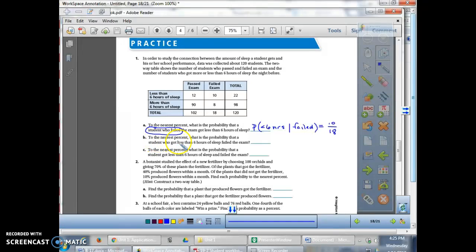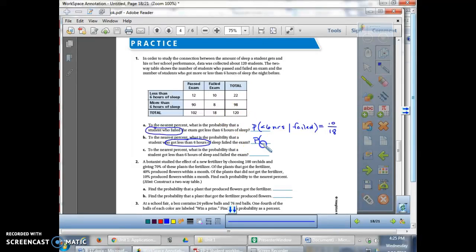The next one says, to the nearest percent, what is the probability that a student who got less than 6 hours of sleep failed the exam? So essentially, you can almost ignore this part because you're really looking for the probability that the student failed the exam. So what is the probability that a student who got less than 6 hours of sleep failed the exam? So this is my given condition. You may think that it always comes first. It doesn't always come first, but very often the given condition does come first.